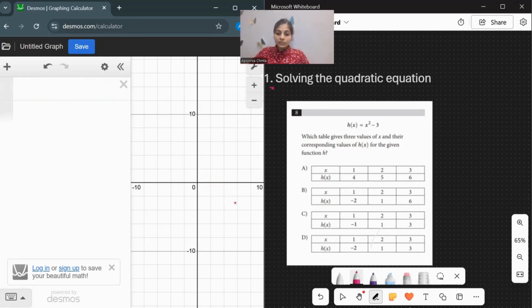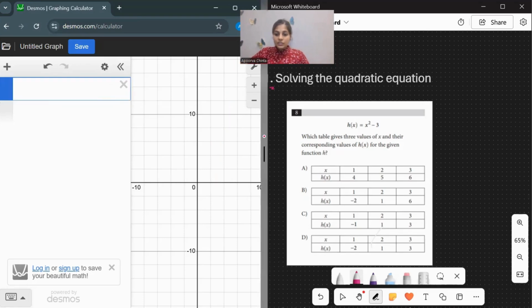Now let's see the first question, which says h of x equal to x squared minus 3. Which table gives three values of x and their corresponding values of h of x for a given function h? So here we are given some values and a function h of x, that is x squared minus 3. We are supposed to figure out which of the following is the right answer.